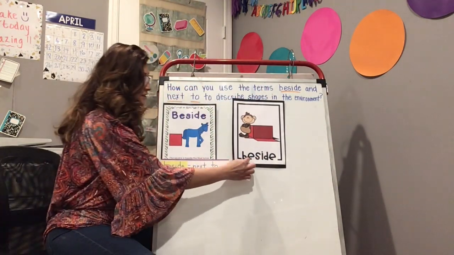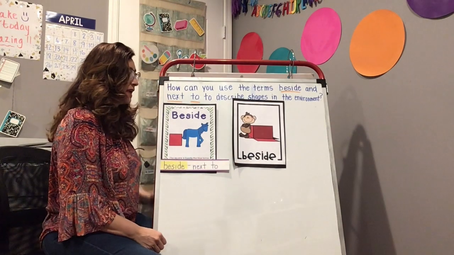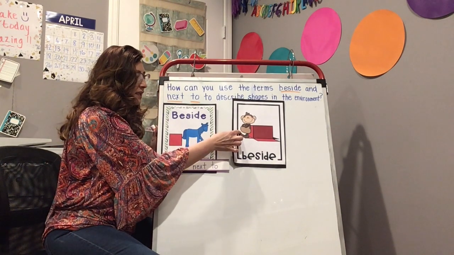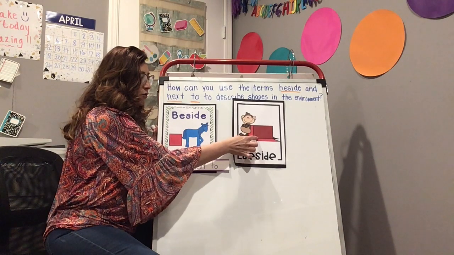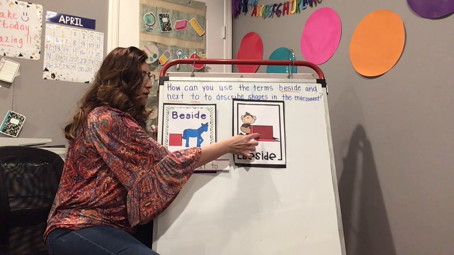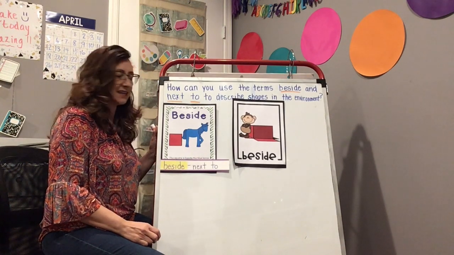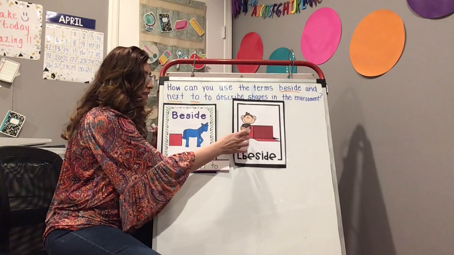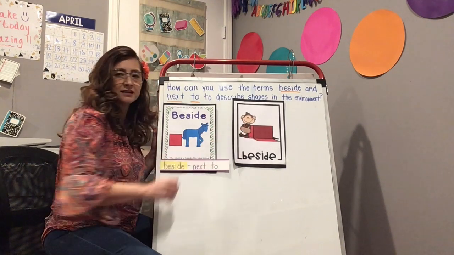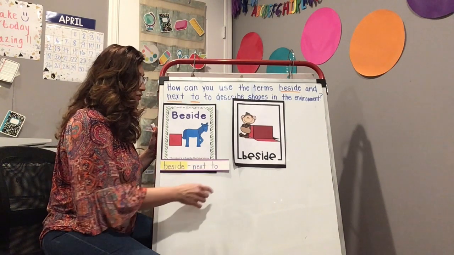Let's take a look at one more picture for beside. Okay, again, this is the word beside. And we can say that the monkey is beside the red box. The monkey is beside the red box. Now, how do you know? That's right, because the monkey is next to the box. Very good, next to. We know that beside means next to.